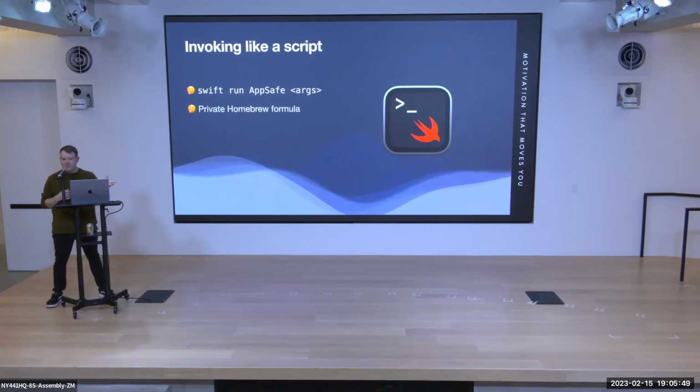Another option, this is something that we actually tried at Peloton and we were doing for a little bit of time, was have a private Homebrew formula. So we have a private Homebrew tap. We expect our developers to regularly update this Homebrew package. But of course, there's downsides to that as well.